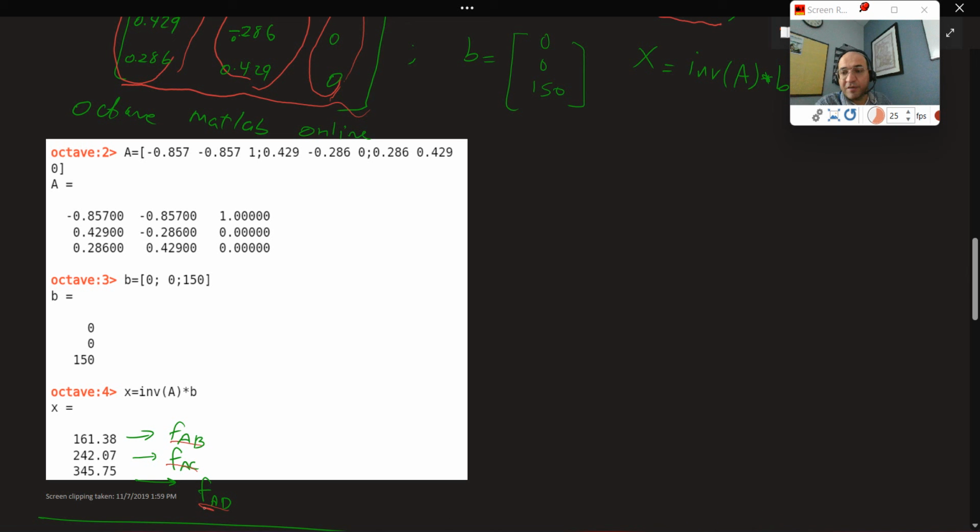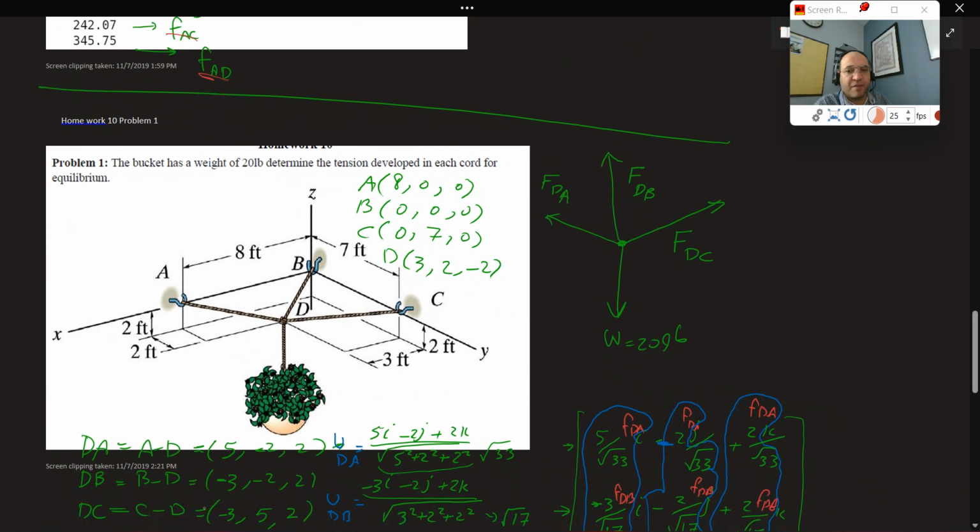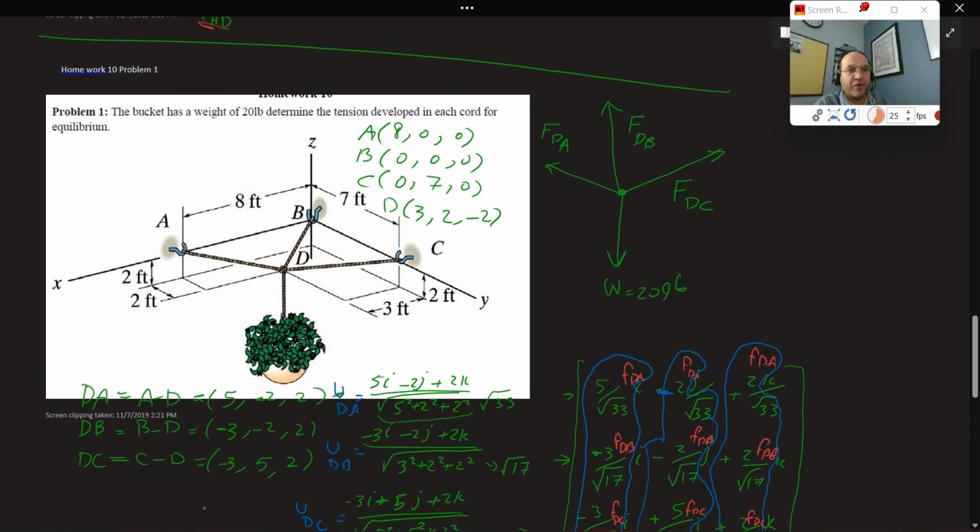Let's do another example very similar to this. Again, this is an example where I have a point D. At point D, I have 3 cables and a bucket. Very similar to the problem that we observed before. I need to find the coordinate for each point. Coordinate of point D is 3, 2, minus 2. Coordinate of point C, B, and A.